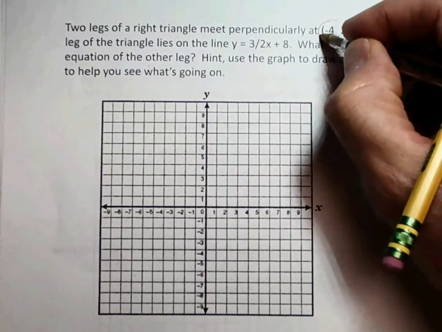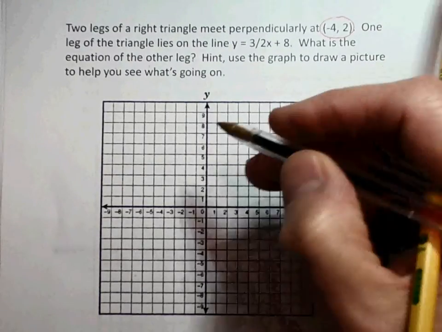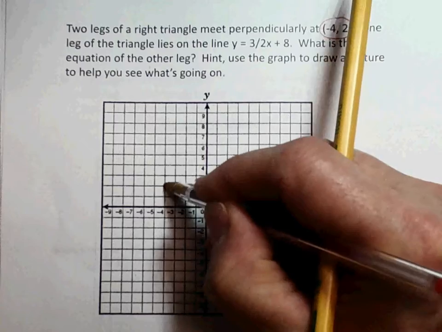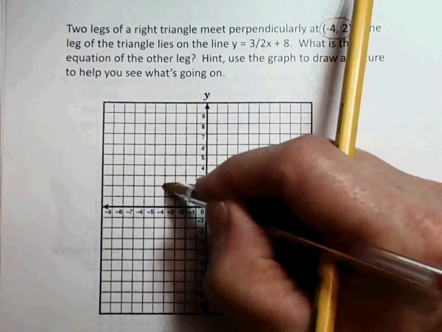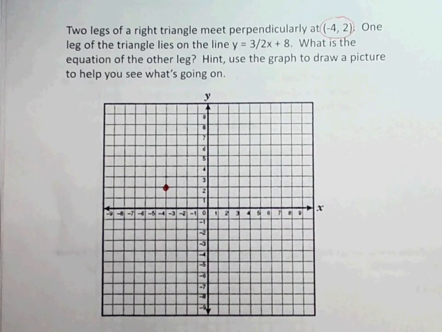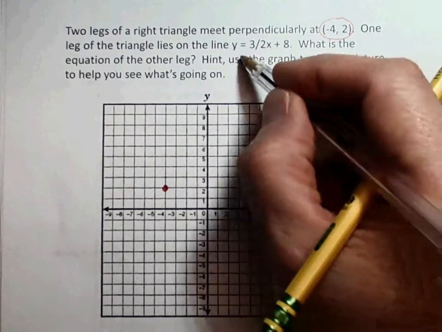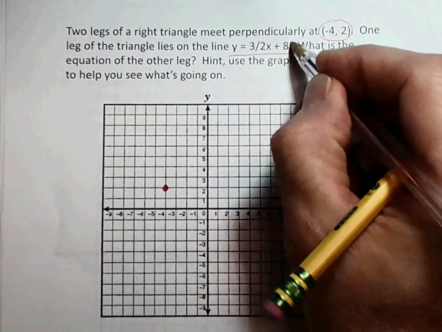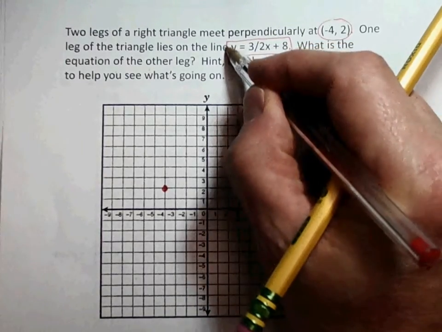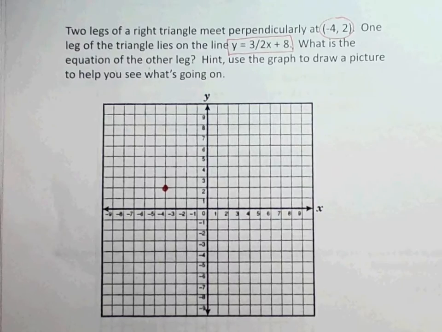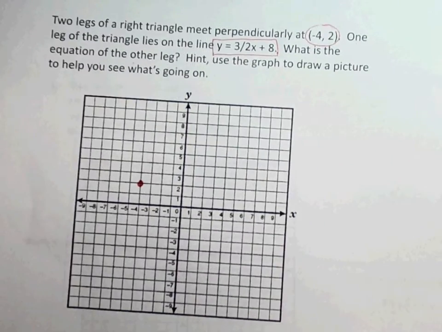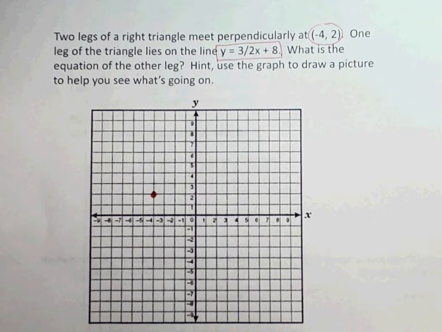Alright, so the most basic thing we can do is put that point on our grid: 4 to the left, 2 up. So now we look at the other equation. The other equation is in a particular form. It's in slope-intercept form.